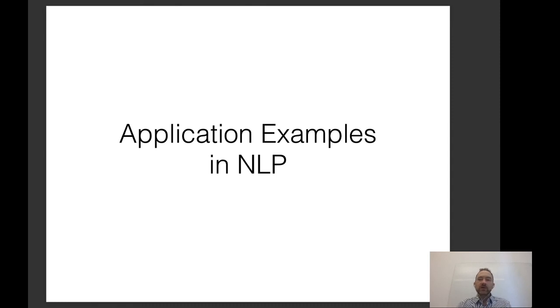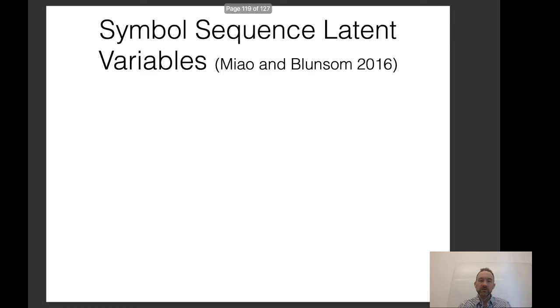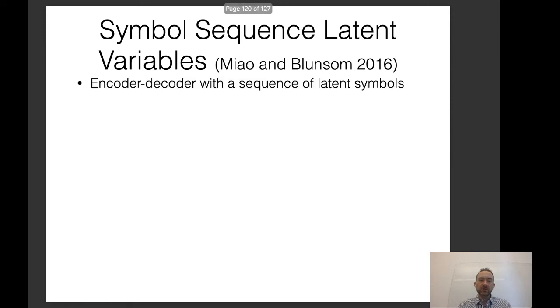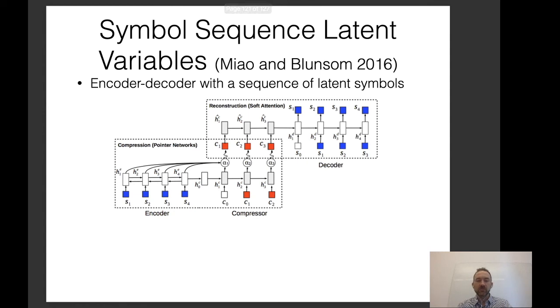Okay, so finally, I'd like to talk a little bit about application examples of VAEs in NLP. One example that I already talked about was continuous random variables for generating sentences from a continuous space. But now here are some examples of discrete random variables. For example, you can treat a symbol sequence as latent variables: an encoder-decoder with a sequence of latent symbols halfway through.